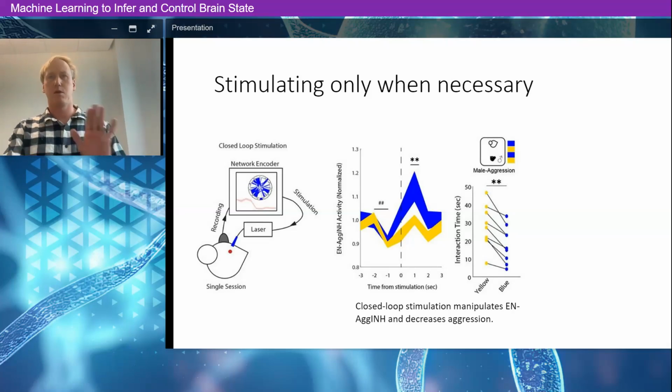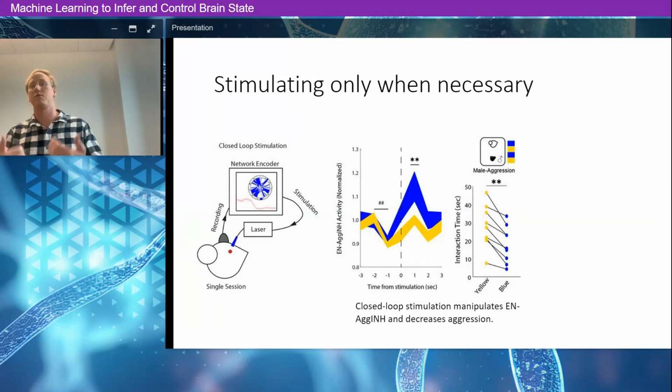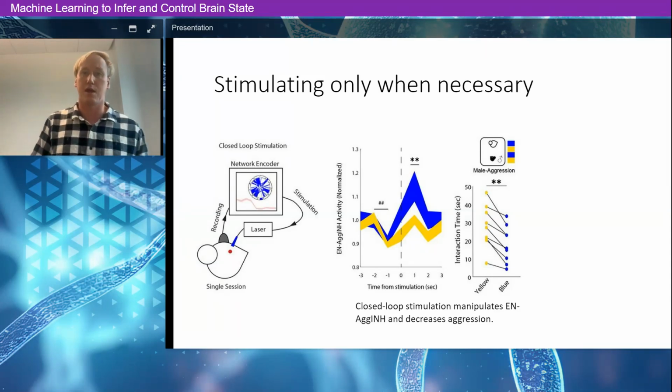So the first thing we showed here is that this network really is responding. The other thing we wanted to look at is: is this actually good at controlling aggression? And the answer is yes. We see a very significant reduction in the amount of time spent in attack behaviors.